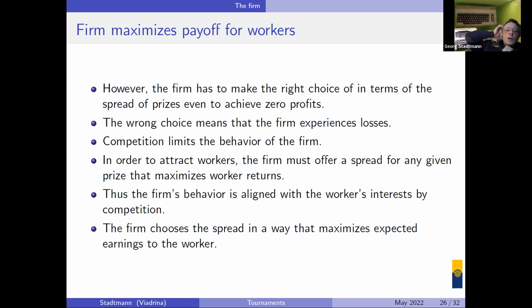So competition will limit the behavior of the firm, and in order to attract the workers, the firm has to offer a spread for any given price which maximizes the worker returns. Thus, the firm's behavior is aligned with the worker's interest by competition. So the firm has to choose the spread in a way that it maximizes the expected earnings to the worker.